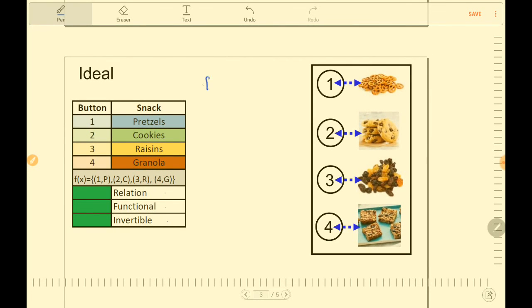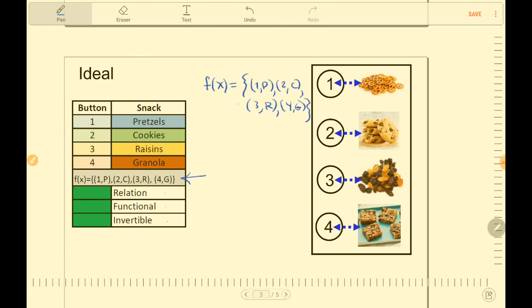So if we wanted to call this f of x, just listing it as a set of ordered pairs, you have the ordered pairs that are listed right here. 2 related to C, 3 related to R for raisins, and 4 related to G for granola. All right, and that's what I have right here.